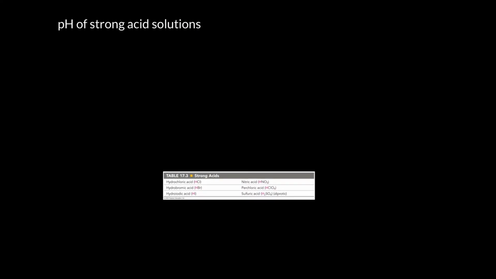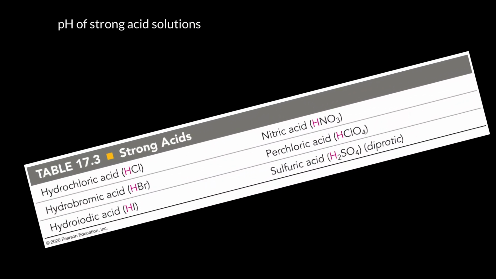In this video, we're going to learn how to calculate the pH of a strong acid. We're going to see that a strong acid makes this much easier than a weak acid. So remember, what exactly do we mean by a strong acid? Well, first of all, we've got to recognize a strong acid. And so this is from our textbook here.